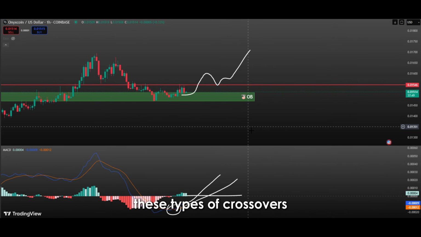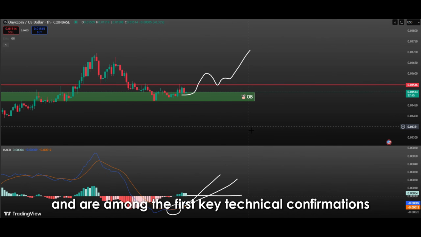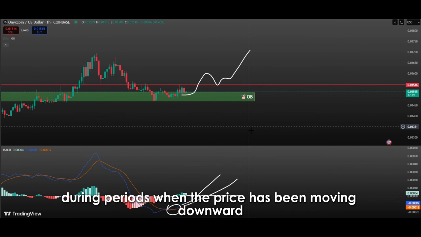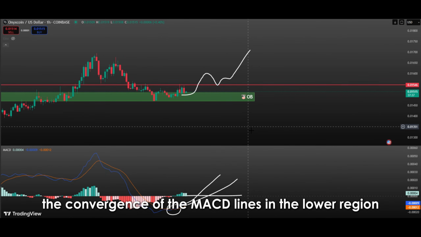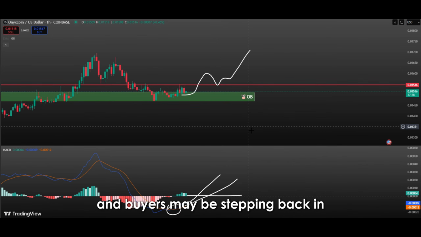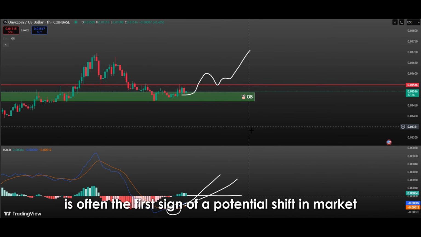These types of crossovers are generally considered reversal signals in the markets and are among the first key technical confirmations investors pay attention to. Particularly during periods when the price has been moving downward, the convergence of the MACD lines in the lower region, followed by an upward crossover, provides a strong clue that the downtrend is weakening and buyers may be stepping back in. This crossover is often the first sign of a potential shift in market direction.